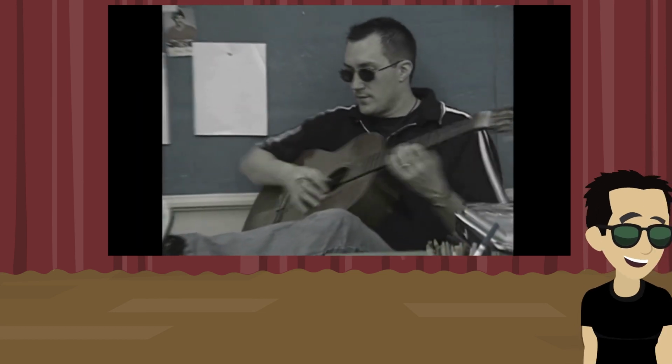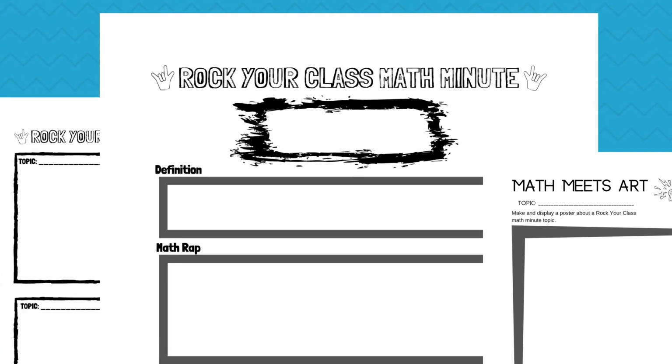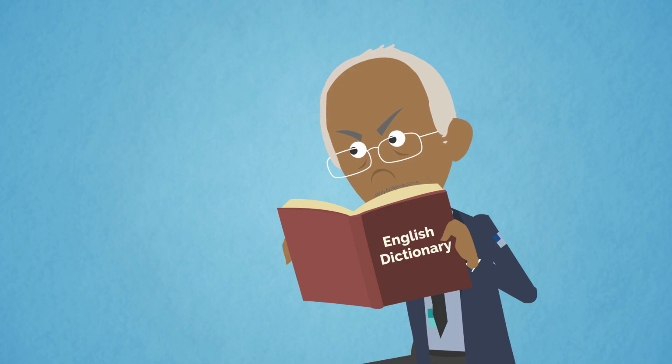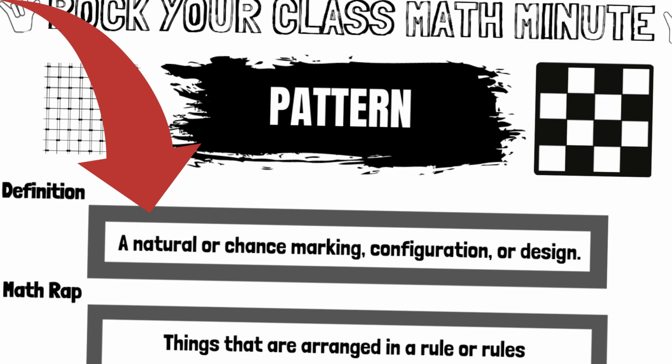Get ready for today's Math Minute topic. Pattern. What does the dictionary say? A natural or chance marking, configuration, or design.